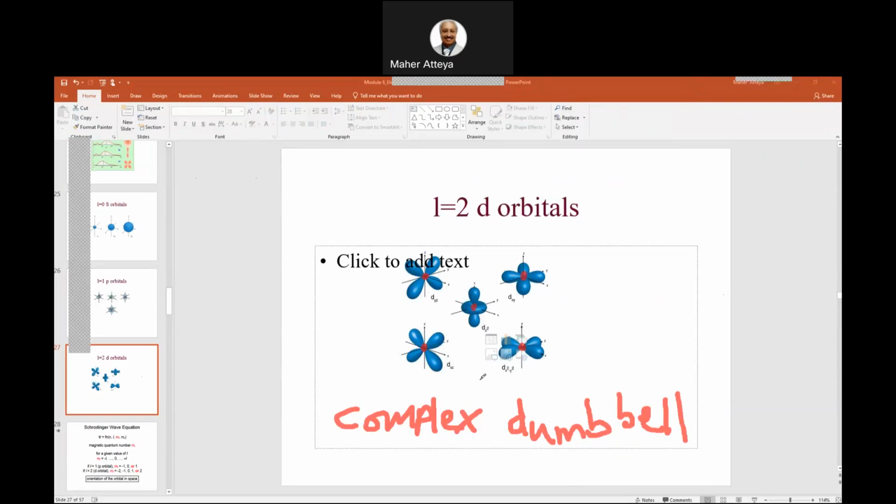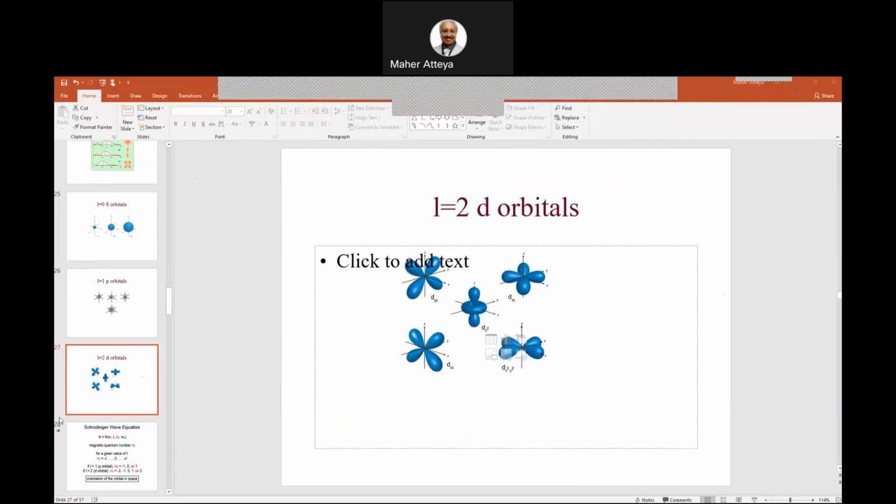The f has 7. That's L equal 3, then you have 7 orbitals there, and it's very, very complex. You can look at it in our ebook, it's inside, but at least you can see how complex the behavior of the electrons is.